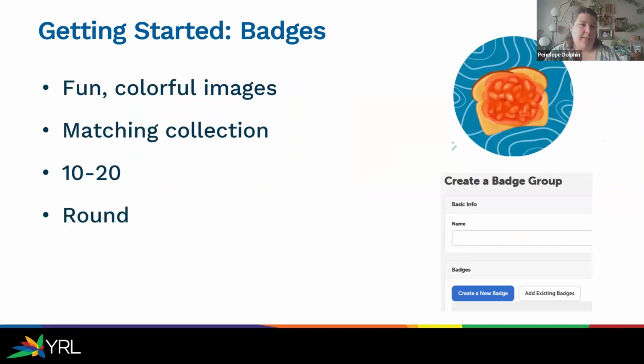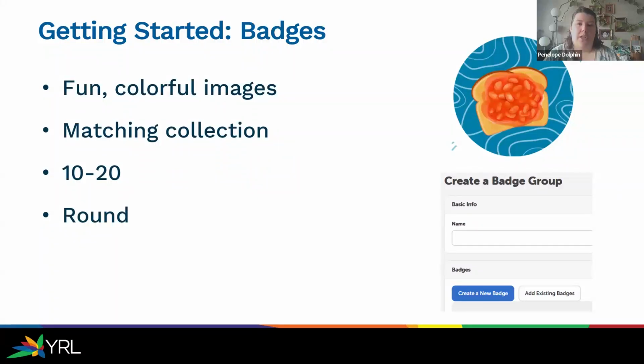When you start creating your challenge, you're going to want to come up with a theme. That can be something like summer reading, or something else, whatever you decide. Once you have a theme in mind, you will need to create some customized badges for your patrons to earn. We want them to be exciting. We want them to be bright, colorful images that get them excited to read more and to earn more badges. They should go together as a collection and match your theme. You'll normally need around 10 to 20 badges depending on what you plan for your challenge.